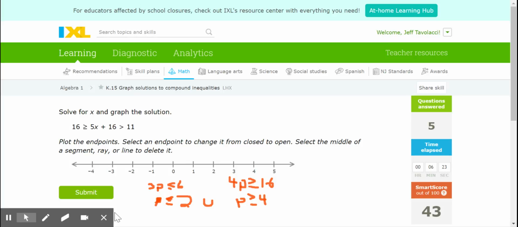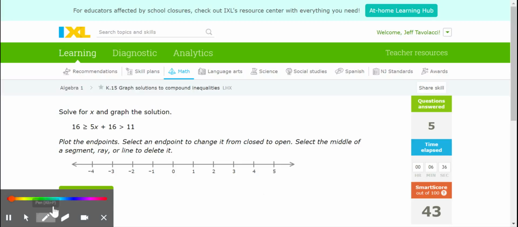Okay, all connected. You can see that they're starting to get a little bit more difficult. For the sake of space, I'm going to keep doing it the way I've been doing it, but if you're uncomfortable, you can always write this twice as 16 is greater than or equal to 5x plus 16, and 5x plus 16 is greater than 11. Break it up into two simpler problems, and you can make life a lot easier for yourself.